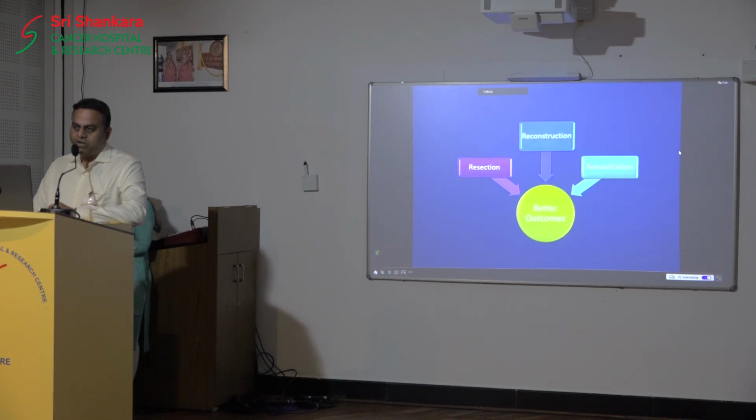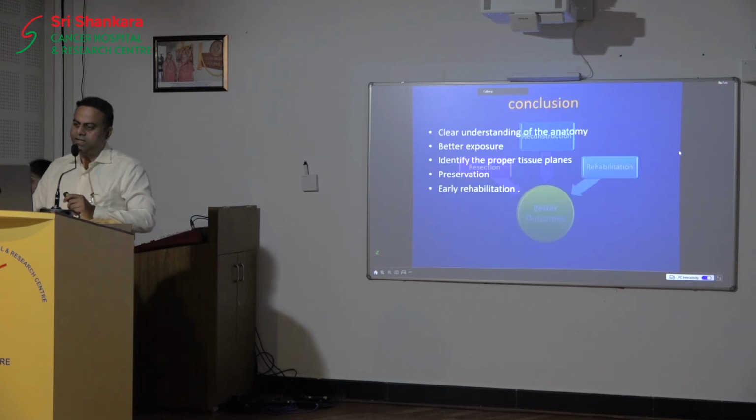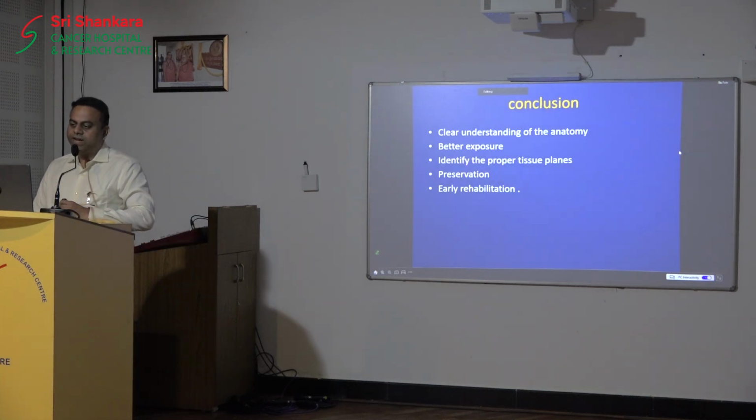Ultimately, while following oncological principles for the resections, we have to emphasize the reconstruction and rehabilitation as well, to have the best outcomes for your patients. So, have a clear understanding of the anatomy, have better exposure, identify the proper tissue planes, and preserve the nerves. The nerves need respect. If you have any neuropraxia and start early rehabilitation, you can have the best outcomes for the patients.